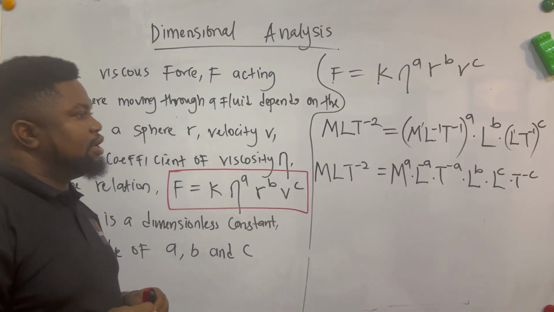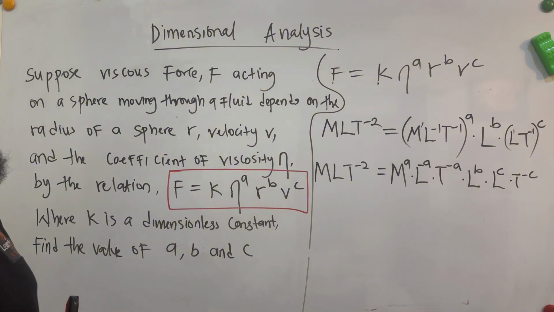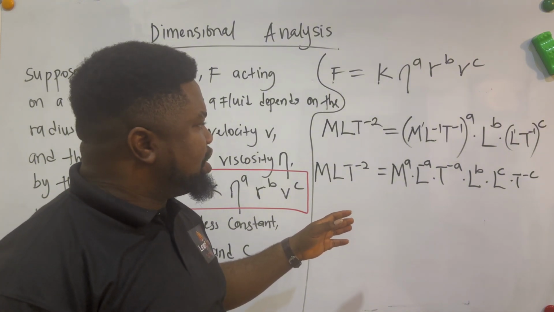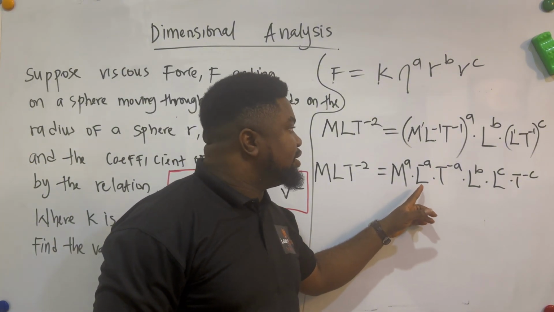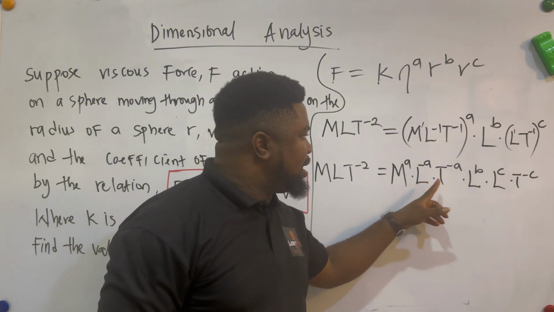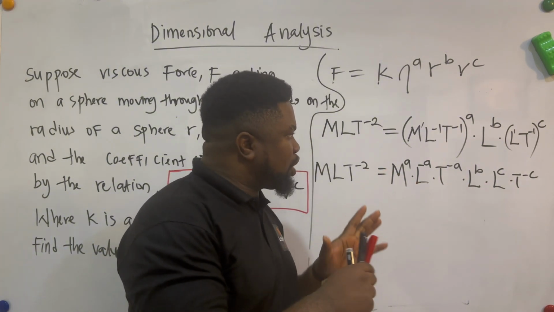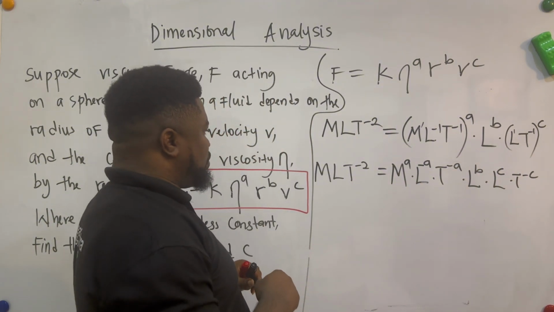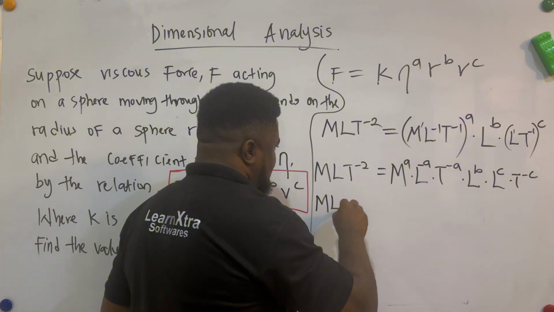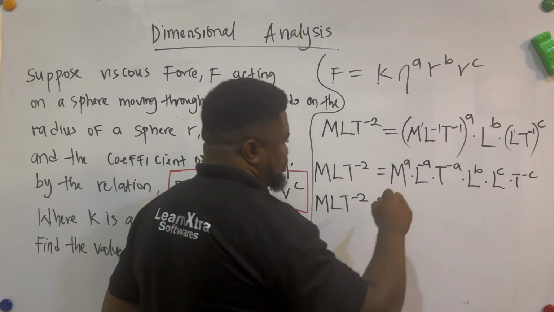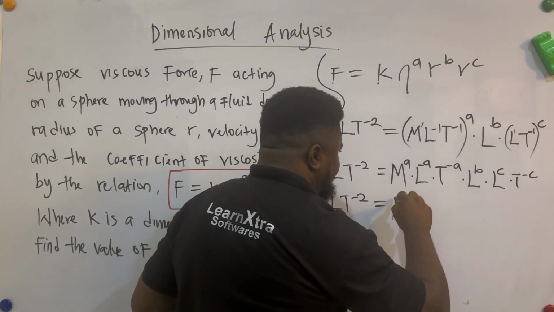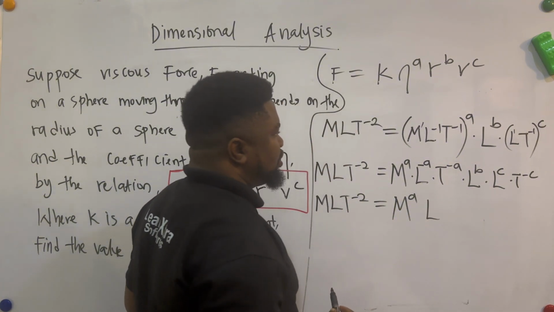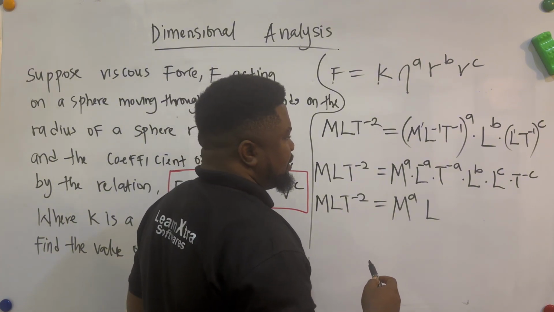Okay, let's continue. What do we do next? We try and find a means of joining them together, those that appear twice. For instance, L appeared 3 times, we join them together. T appeared twice, we join them together. So we have M L T minus 2 is equal to M, here is A, L, let's join for L. That will be minus A.